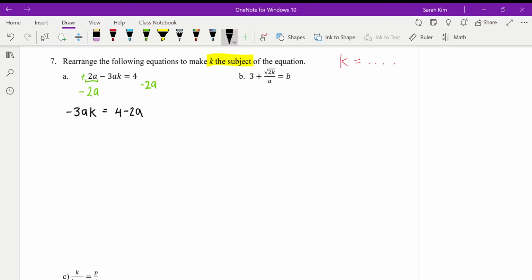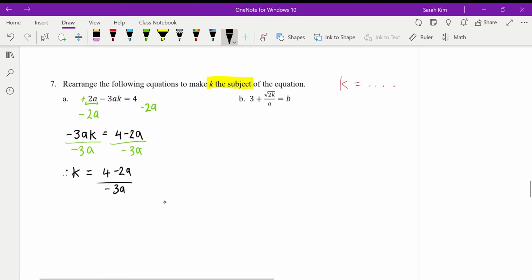Alright, now what I have to do is get rid of anything else that's not k, basically. So let's have a look. What can I get rid of? -3 as well as a. So I can actually just divide both of them together at the same time. That I can do. So therefore, my k must be 4 minus 2a divided by minus 3a.